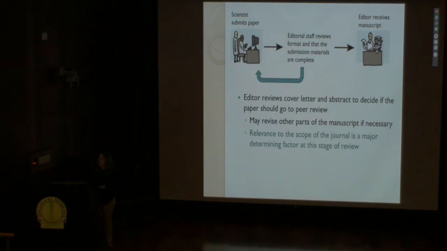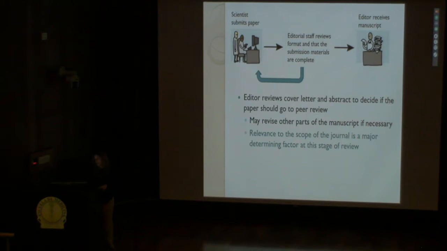So let's talk about what happens a little bit more in detail. The scientist submits the paper. In almost all journals, this does not go directly to the editor. It actually goes to their editorial staff. And what they're going to do is go through your paper to see that you're meeting all of the formatting guidelines, that your word count is correct, that you're using the correct citation templates, that everything's correct. And if it is, it'll then go to the editor. If not, they'll send it back to you and ask you to fix it.